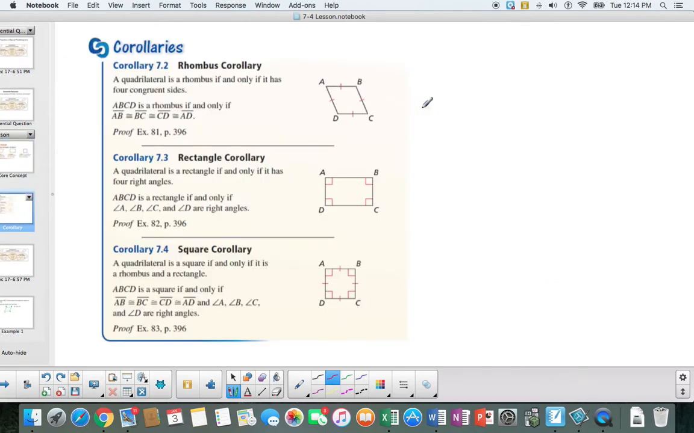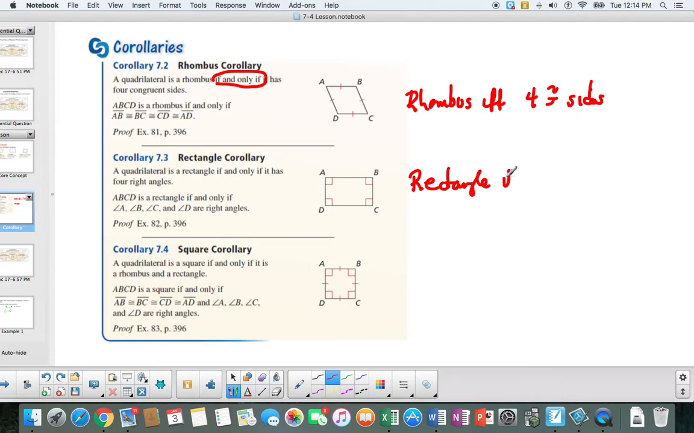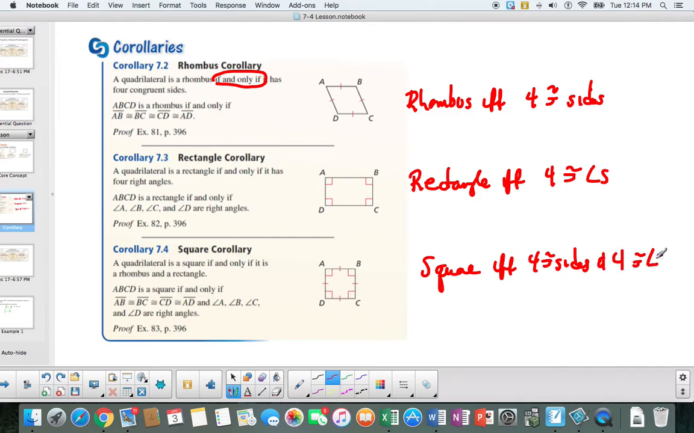So these three theorems can be written in a very short fashion. We can say rhombus, if and only if. Now this phrase if and only if can be condensed and written IFF. If and only if it has 4 congruent sides. So remember, this is a biconditional. You can go in either direction. Rectangle, if and only if 4 congruent angles. And square, if and only if 4 congruent sides and 4 congruent angles.